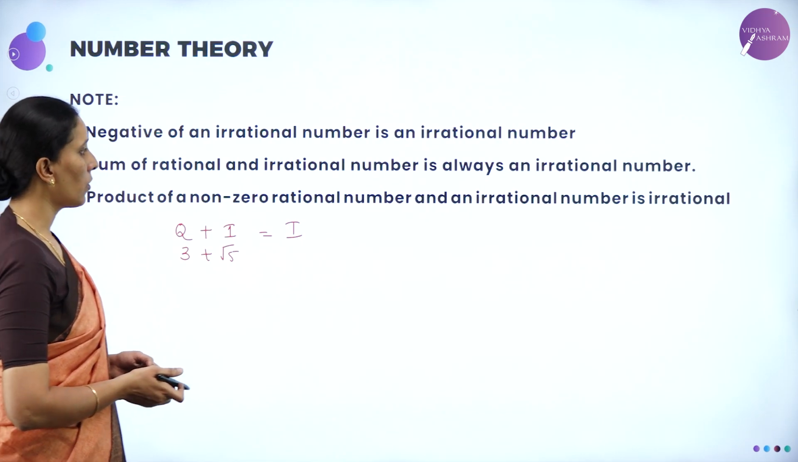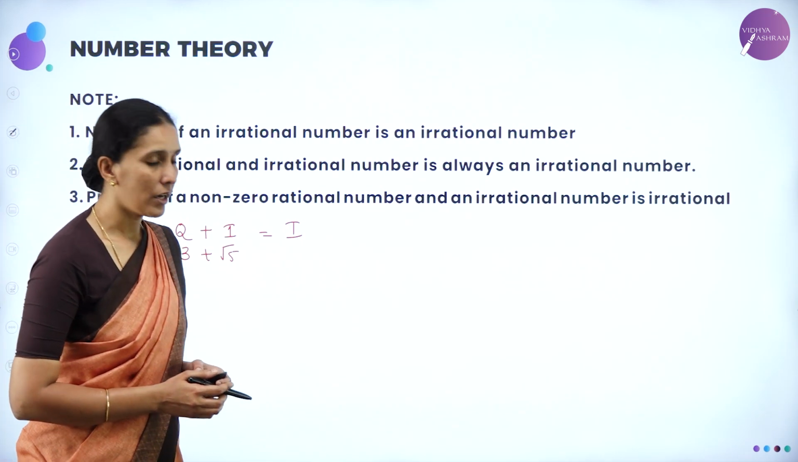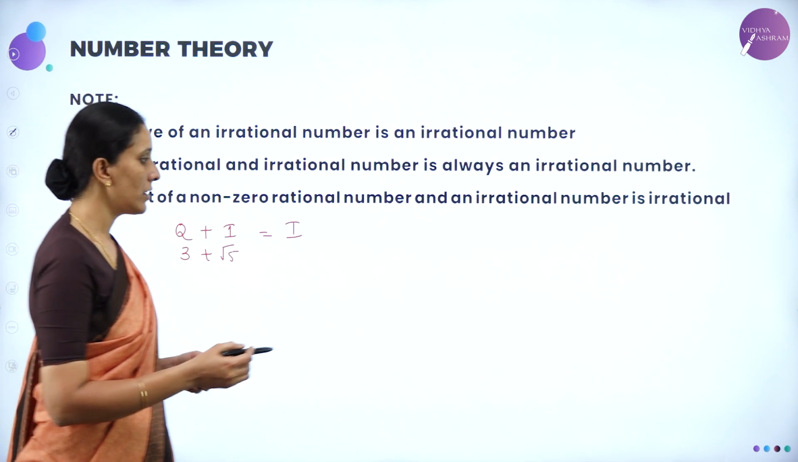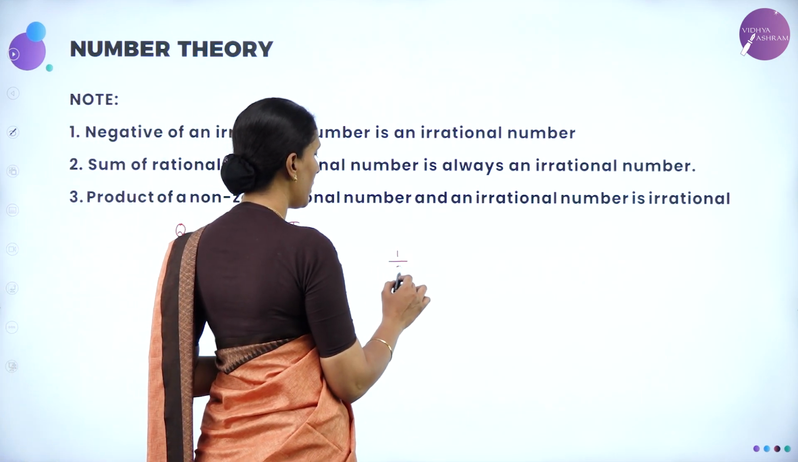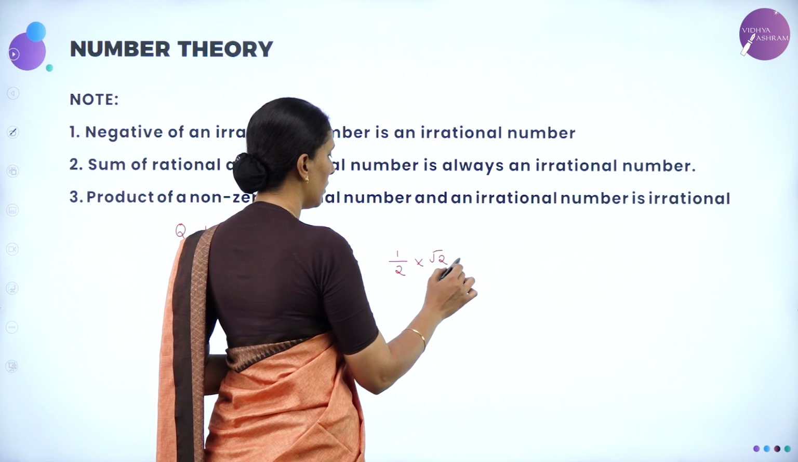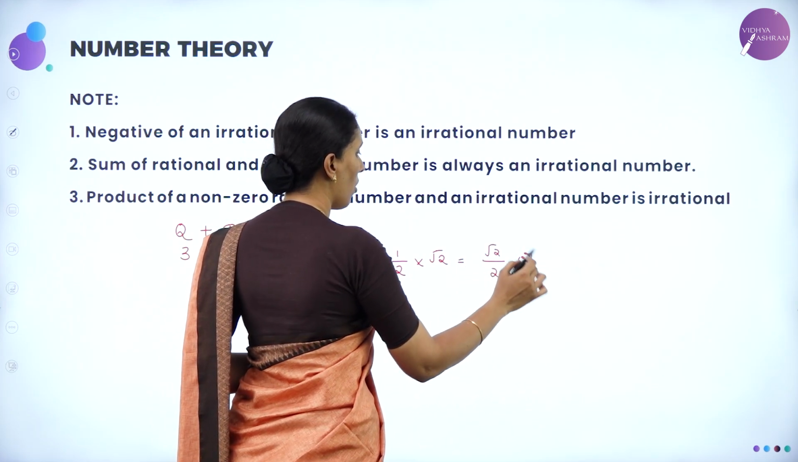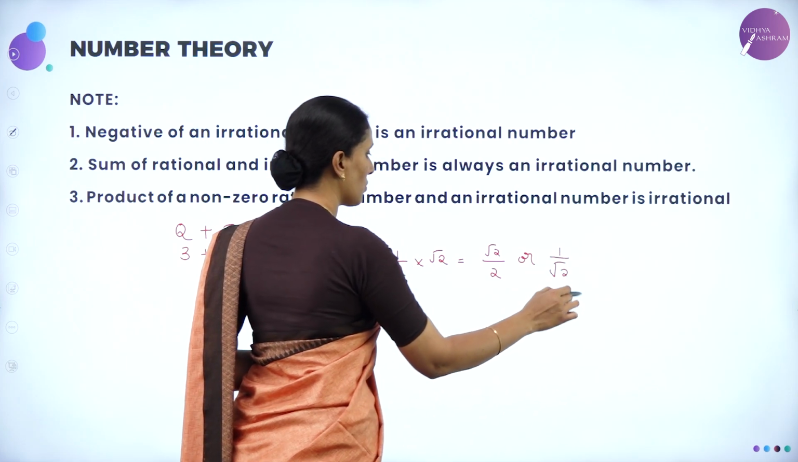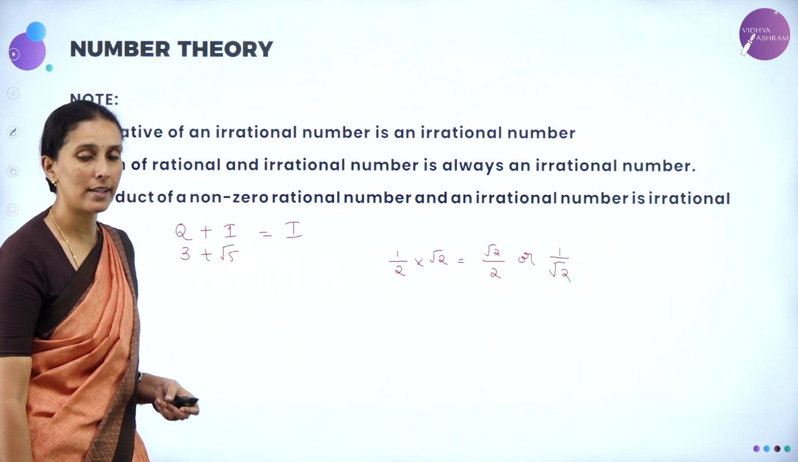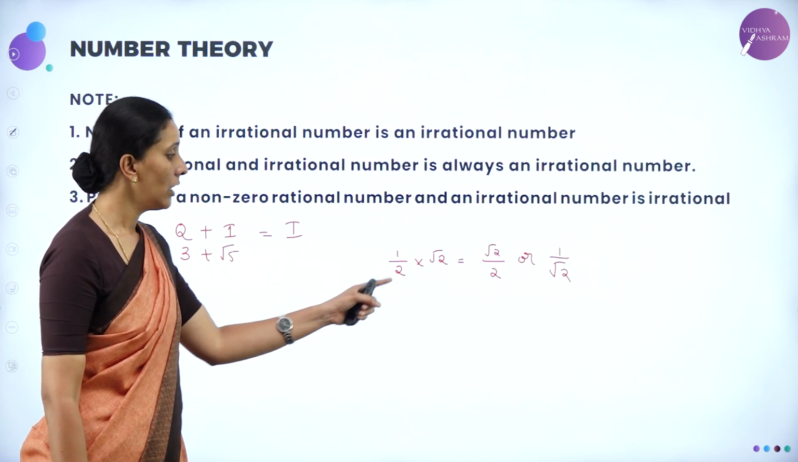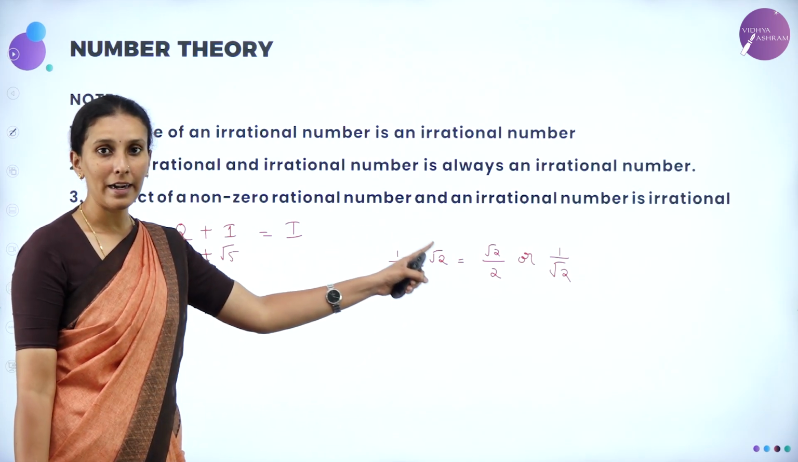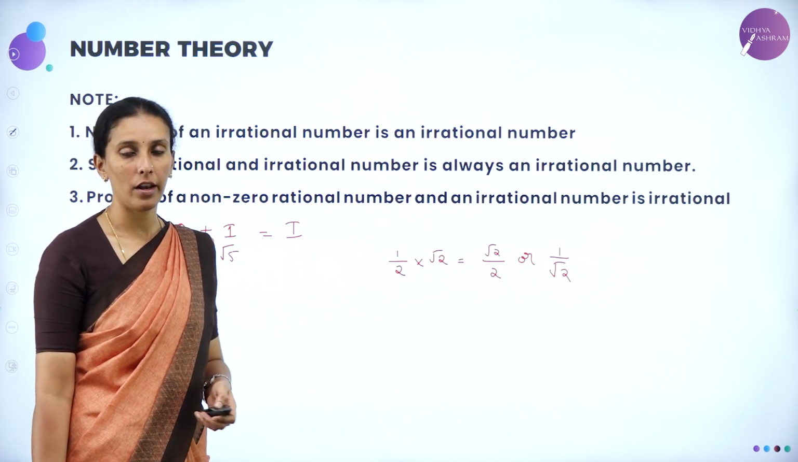The product of a non-zero rational number and an irrational number is irrational. For instance, if I multiply 1 by 2 with root 2, then obviously it is root 2 by 2, or on simplification, we can write this as 1 by root 2. So, this is also an example of an irrational number, and here the product of a rational and an irrational will be an irrational number.